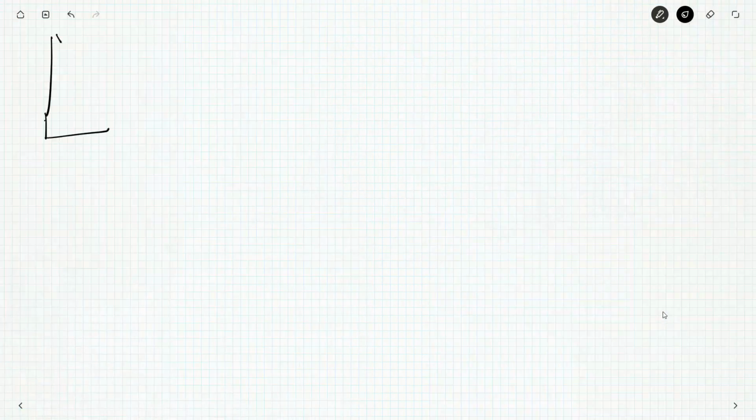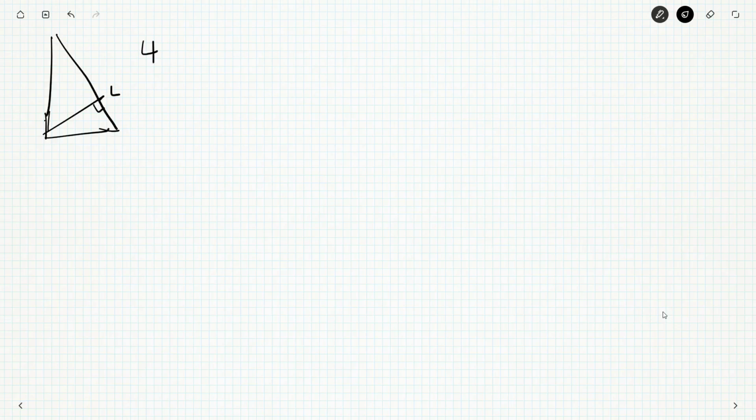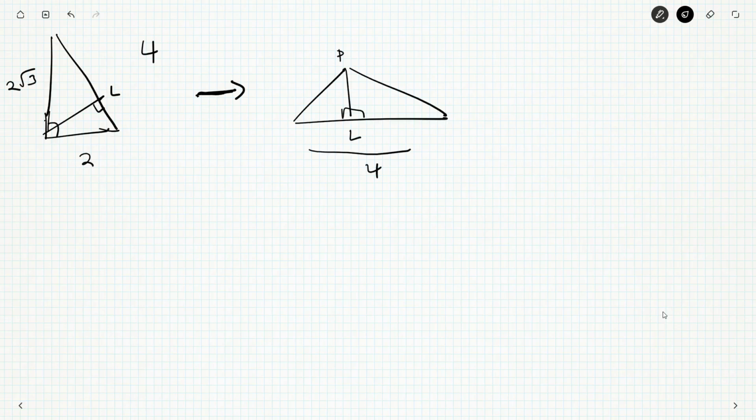What do we have? We'll draw. I'm going to drop the median for a moment. I know I haven't actually used that yet, so I do need to use the median information, I would suspect. But we've got L here. 4 is this length, 2 root 3 here, and 2 here. But this is the exact same triangle. If I just lay it on its side, we have a height here of PL and a base here of 4.